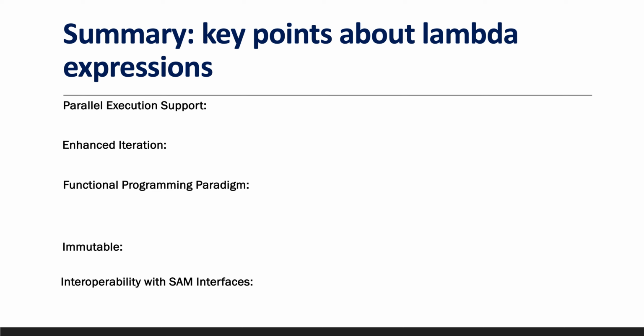Next key point is interoperability with the SAM interface. A lambda expression can be used wherever a single abstract method interface is expected. That's what we have seen. If we have an interface which has exactly one abstract method, that is nothing but a SAM, in those kinds of scenarios the lambda expression can be used. If the interface contains multiple abstract methods, then it cannot be called a functional interface, and that cannot be implemented using the lambda expression.